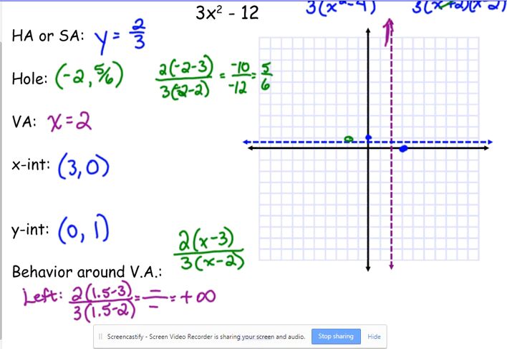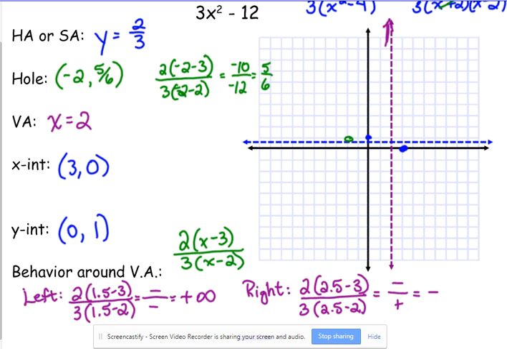Okay? How about we plug in 2.5 for the right? Okay, the right, we're going to plug in 2.5. So what do we get on the top, negative or positive? Negative. How about on the bottom? Positive. So a negative divided by a positive is a negative. So on the right side, our function is going to go to negative infinity.